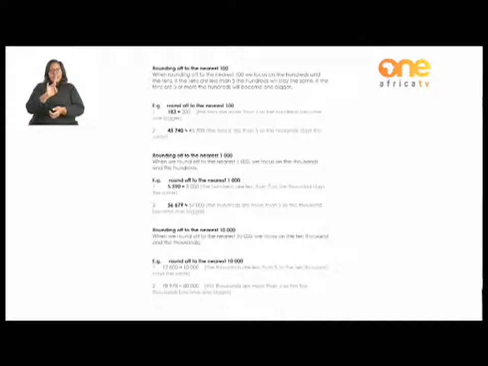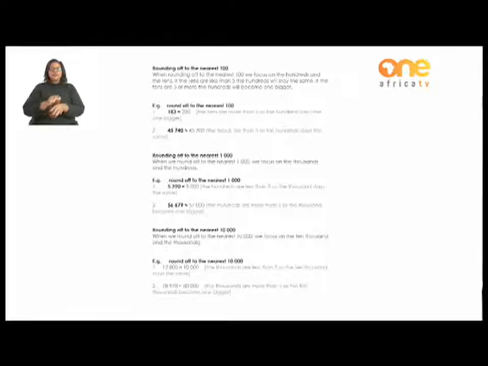183 rounded off to the nearest 100. We find the 100, that is the number that will either become 1 bigger or stay the same. And we look at the 10. If the 10 is 5 and more, the 100 will become 1 bigger. So let's see. There they say, the 10s are more than 5, so that means the 100 becomes 1 bigger. So the 10 is an 8, which is more than 5, meaning that will change the 100, and the 100 becomes 2. So 183 is rounded off to the nearest 200.